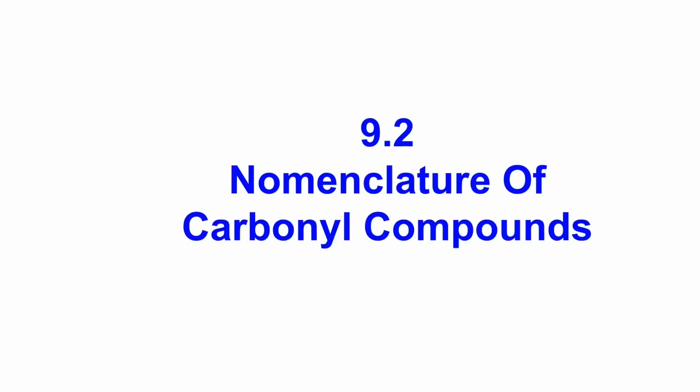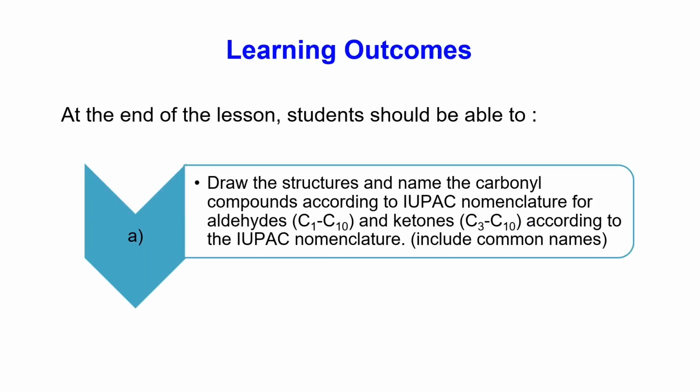9.2 Nomenclature of Carbonyl Compounds. Learning outcomes. At the end of the lesson, students should be able to draw the structures and name the carbonyl compounds according to IUPAC nomenclature for aldehydes, carbon 1 until carbon 10, and ketones, carbon 3 until carbon 10, including common names.